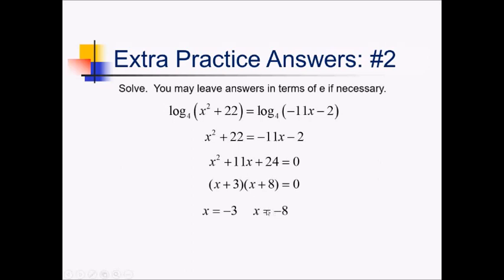Now, if you plug these back in, you're squaring both of them in this first log, so that's not going to cause any problems because you're going to end up with a positive number. Over here, we end up with, let's see, 33 minus 2 is positive, 88 minus 2 also positive, so that's fine. So these are both acceptable answers.